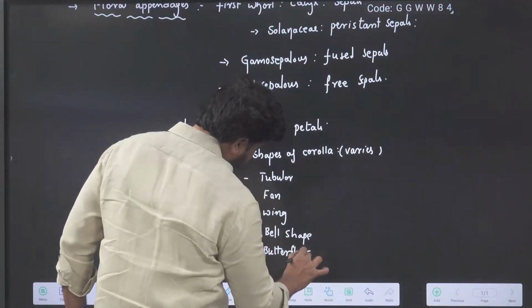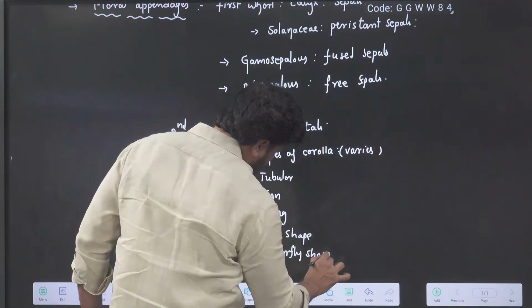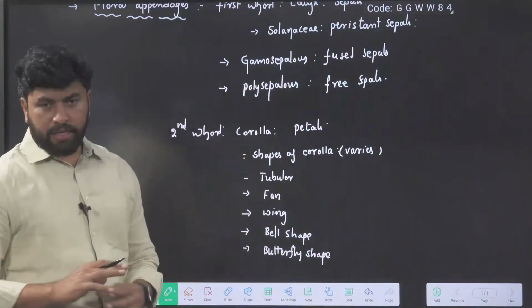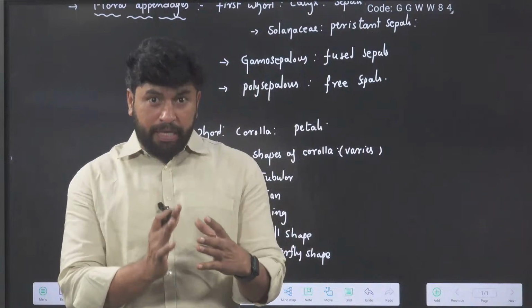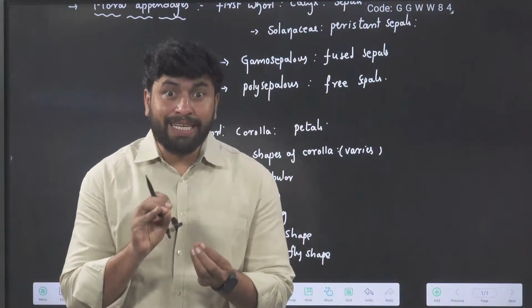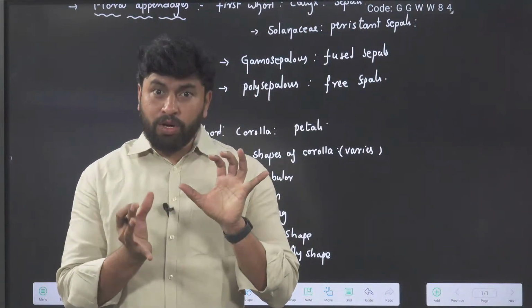Butterfly shape. So the shape of the corolla, that means all together. What do you mean by shape of the corolla? I'm not talking about one petal over there. I'm not saying petal shape. I am saying corolla shape.